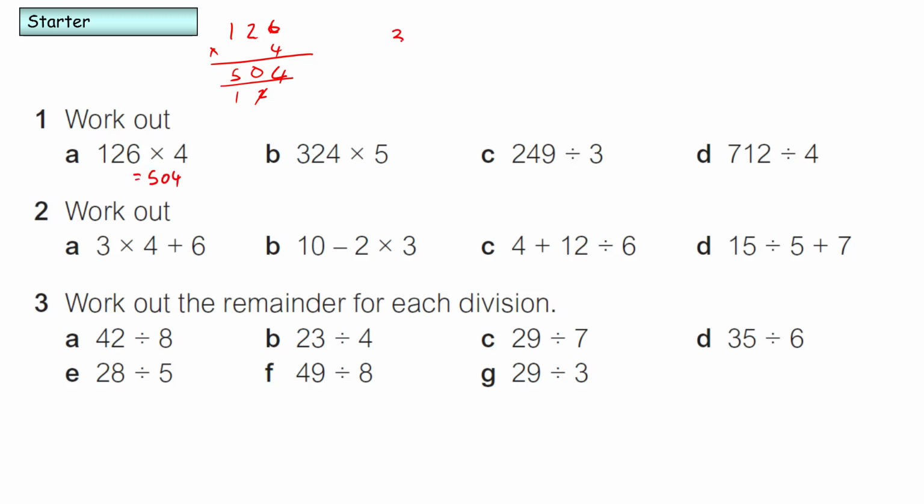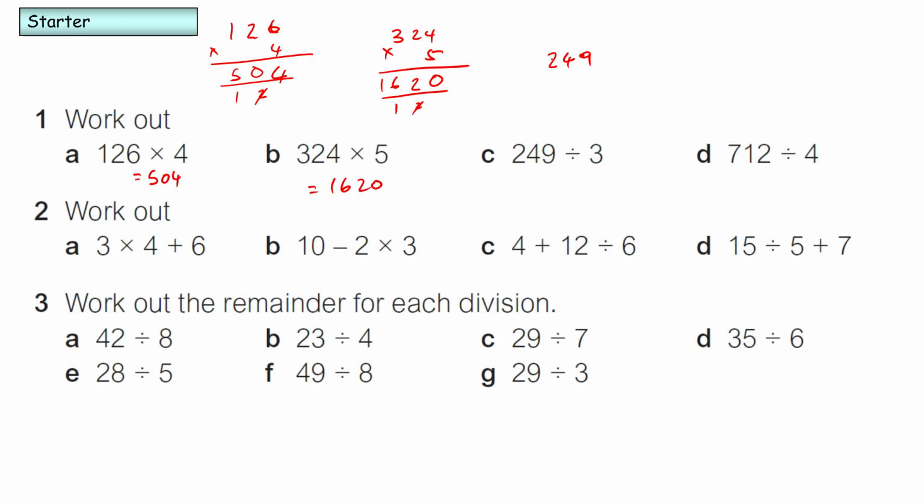Question 2, set it out as a column. 3, 2, 4, multiplied by 5. 5 times 4 is 20, so 0, carry the 2, still looks like 20. 5 times 2 is 10, plus the 2 is 12, so 2, carry the 1, cross that out, you don't need it anymore. And then 5 3s are 15, plus the 1, 16, so 1620. And then C, 249.